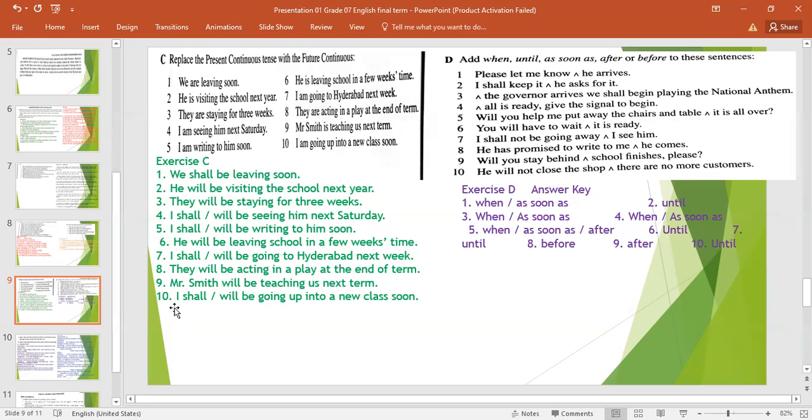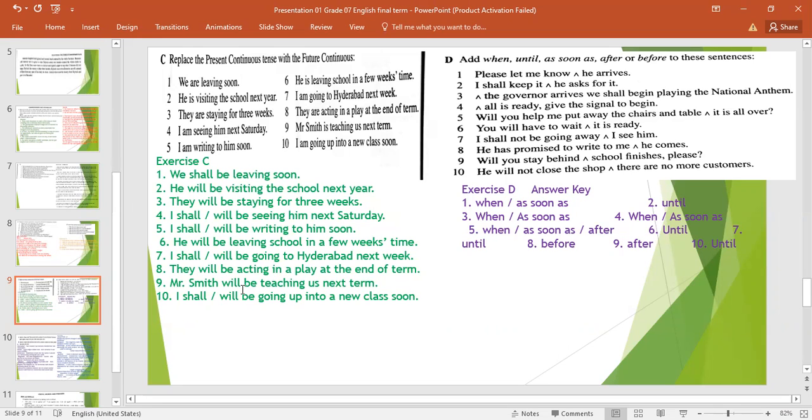The last sentence, I'm going up into a new class soon. Here it is changed to future continuous tense: I shall be or I will be going up into a new class soon. Dear students, it was exercise number C, where present continuous is changed to future continuous tense.